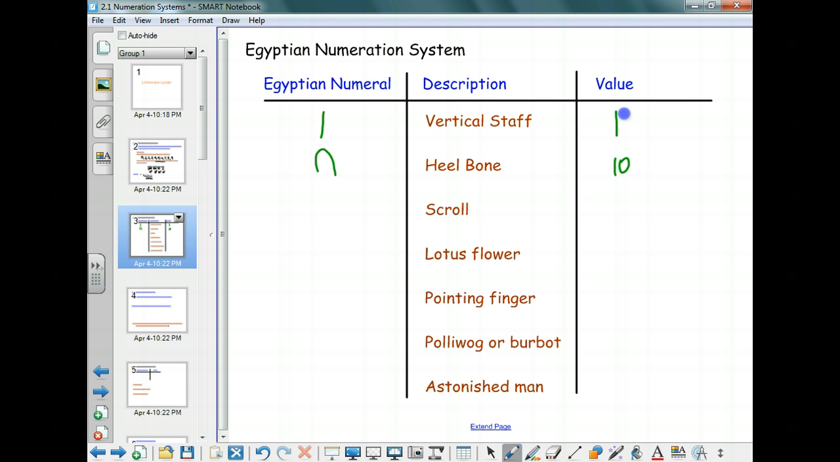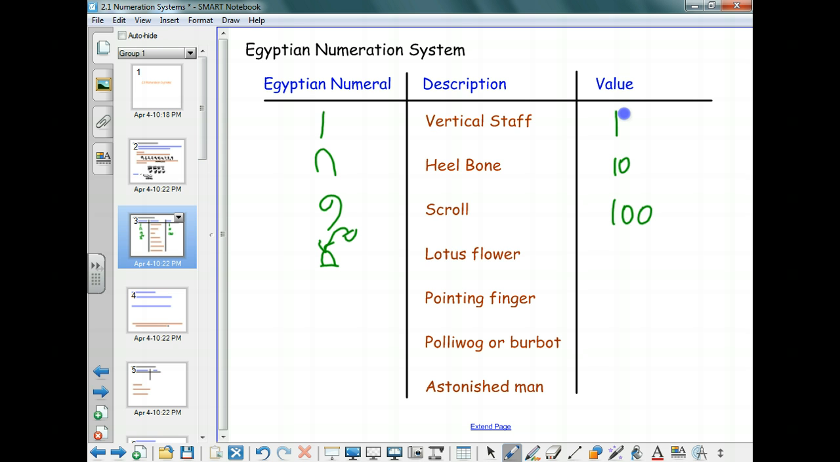Their next one is a scroll. A scroll looks like that. And it has a value of 100. My favorite's got to be the lotus flower because I don't draw well. And it looks something like that.